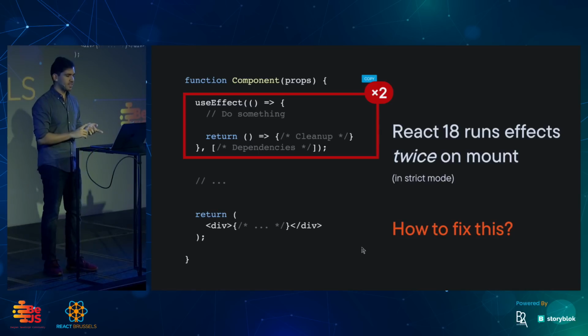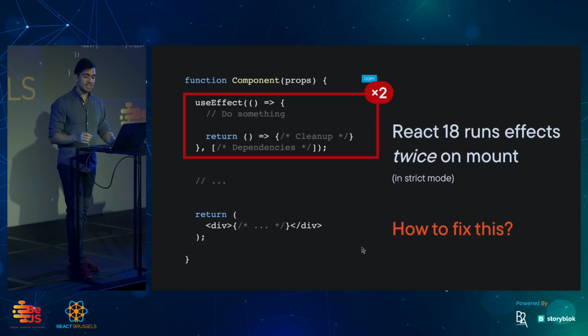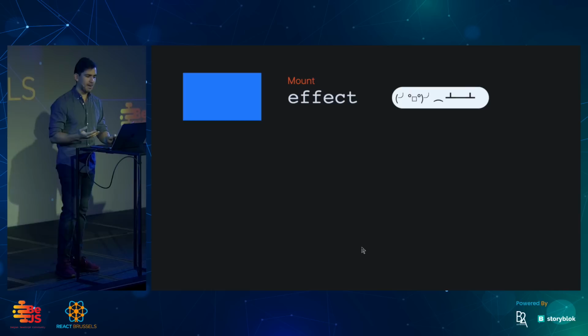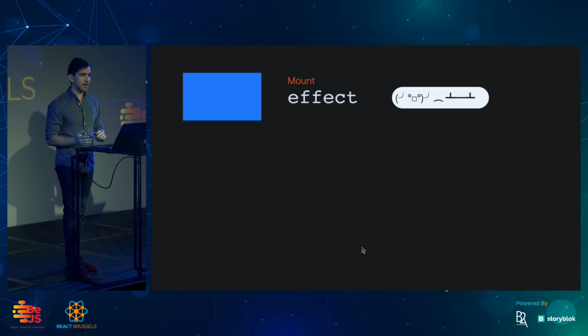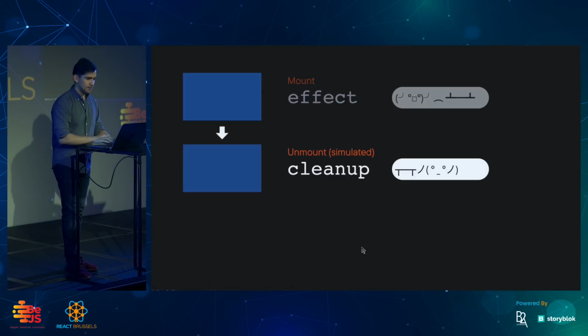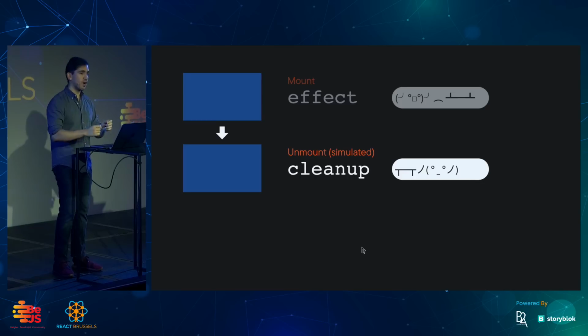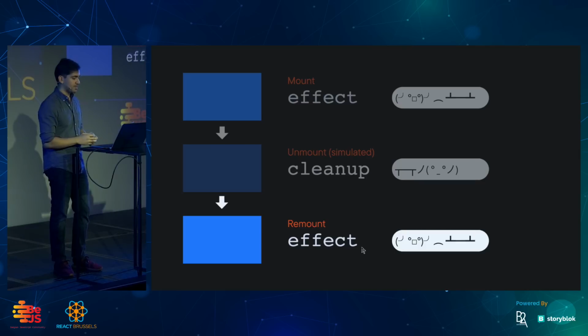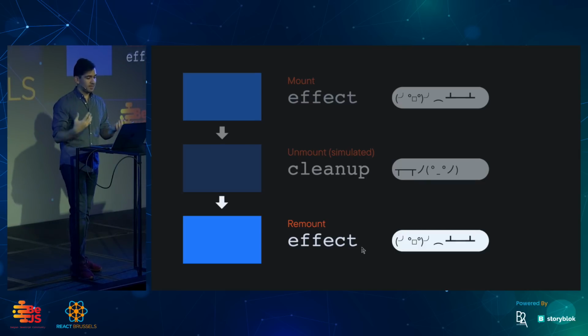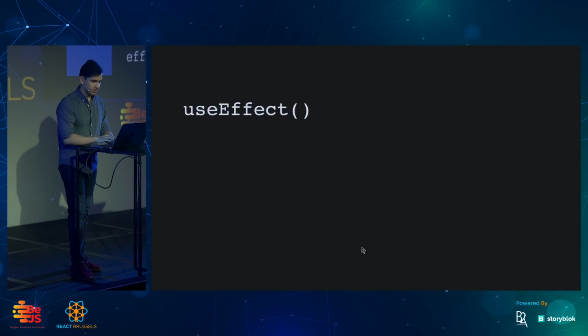So let's get back to the original issue. React 18 running effects twice on mount in strict mode. How do we fix this? And first of all, why does this happen? React is actually doing this on purpose behind the scenes. It's not a bug or anything. It's mounting the components, and then it's doing a simulated unmount of that component, which is calling the cleanup of the effect, and immediately afterwards, it's remounting the effect. So you get your double execution of the effect.